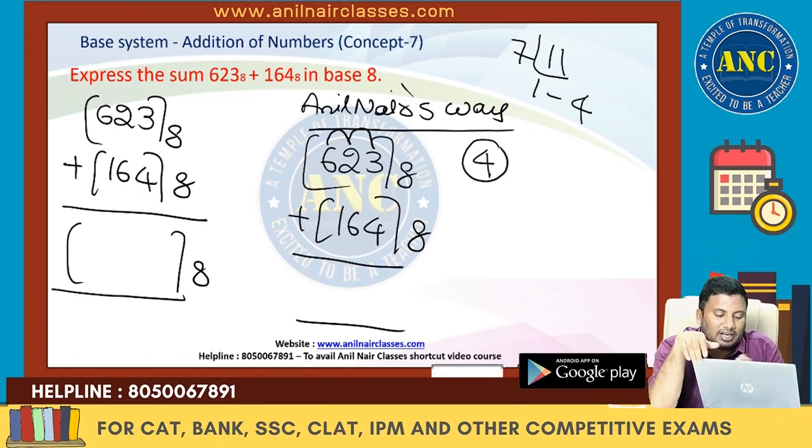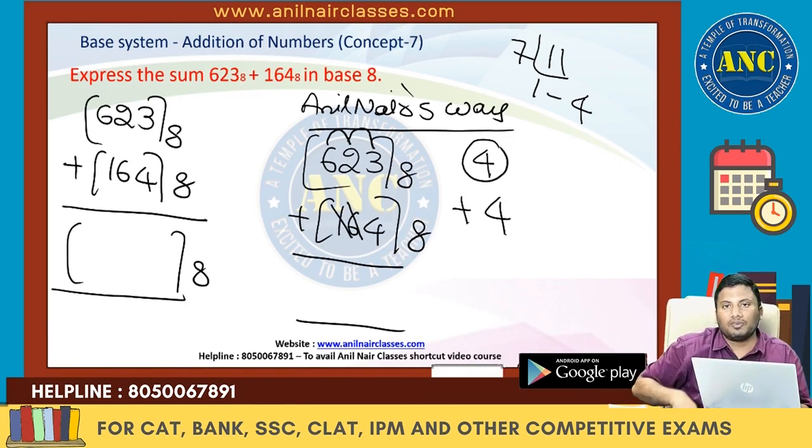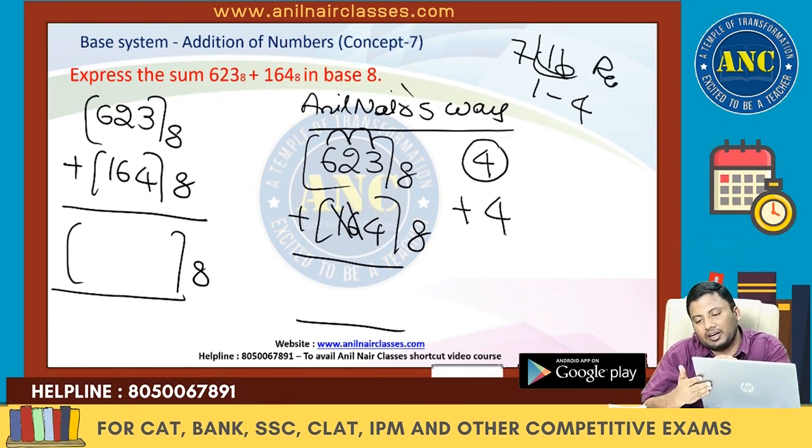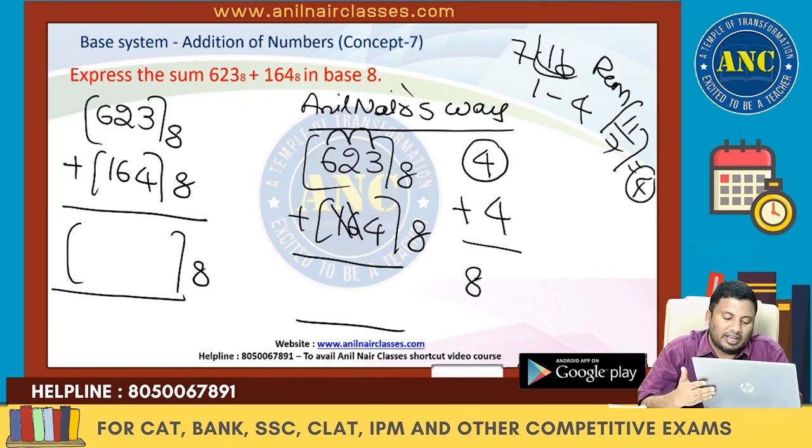I hope it is clear. 1 plus 6 is 7. Cancelled out. Remaining is also 4. Are you all with me? So, 6 plus 2, 8. 8 plus 3, 11. 11 if I divide by 7, remainder is 4.